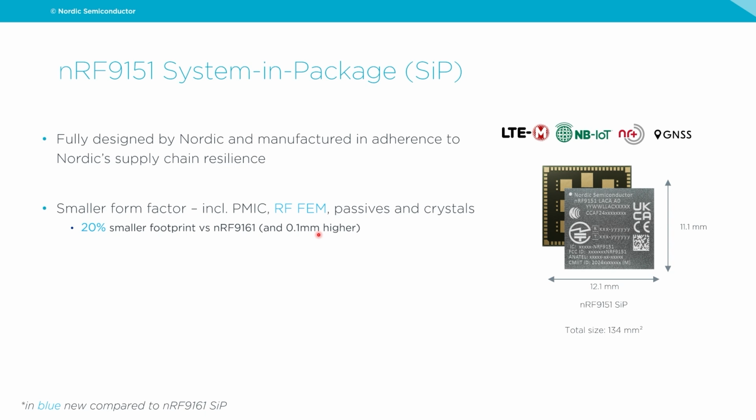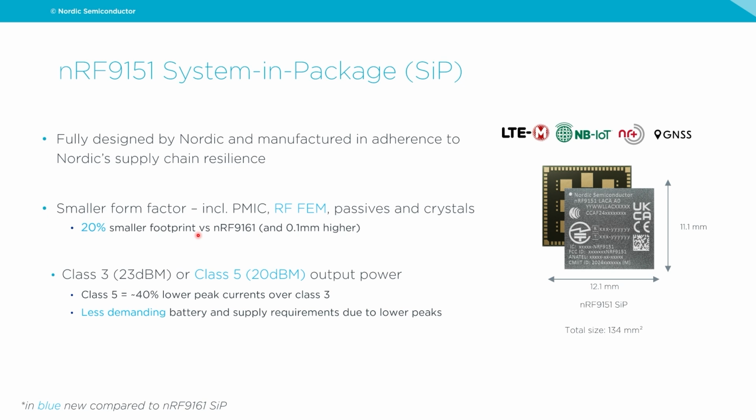It has a smaller form factor, which is really impressive, how we can still make our devices smaller, given the fact that we're not removing any functionality. So it still includes the PMIC. It includes the RF front end, which is Nordic designed, passives and crystals. And all of this is coming in a footprint that's 20% smaller compared to the nRF9160, although it has a small increase of 0.1 millimeters in height.